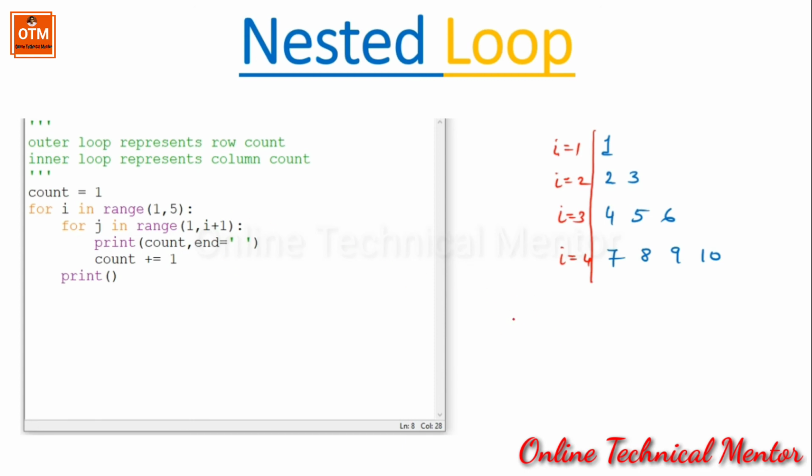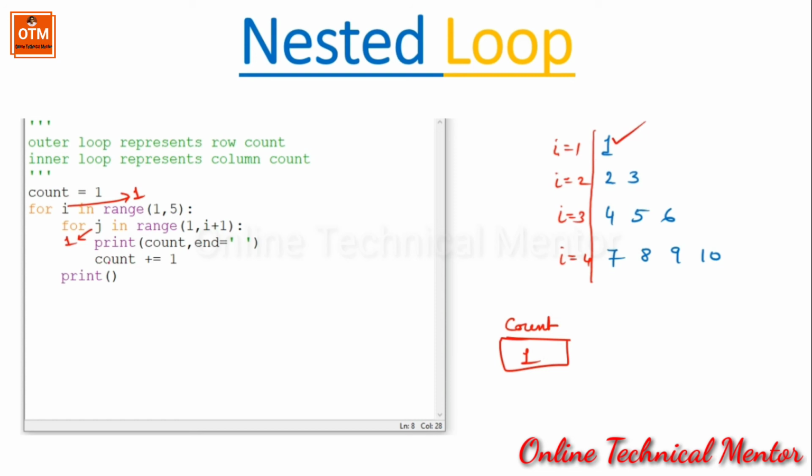Suppose let me write count equal to 1 first over here. Now the initial value of i is 1. By taking 1, it will enter into the i loop, and then the inner loop j will run from 1 to 1 plus 1, 2. That means it will execute for only one time. So j will execute for only one time for j equal to 1. So for j equal to 1, it will print count, and the value of count is 1. So it will print this one.